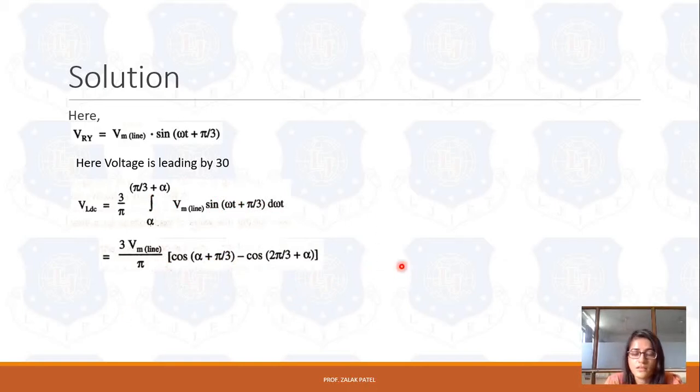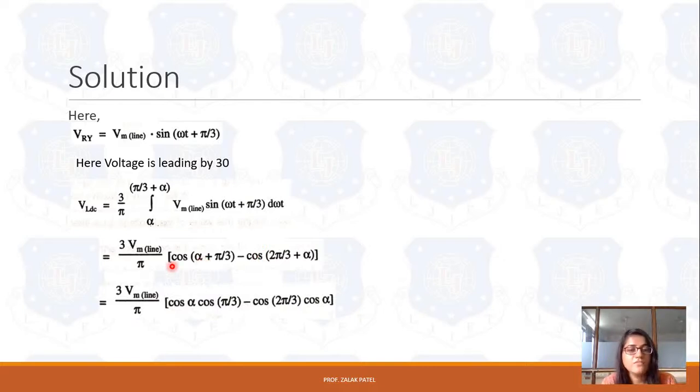so minus minus plus, so here this part is positive, so the whole equation can be written like this. Now again, if we want to separate the terms, then it can be written like this: 3 Vm upon pi as it is. This cos alpha plus pi by 3 can be written like cos alpha into cos pi by 3, and this can be written like minus cos 2 pi by 3 into cos alpha.